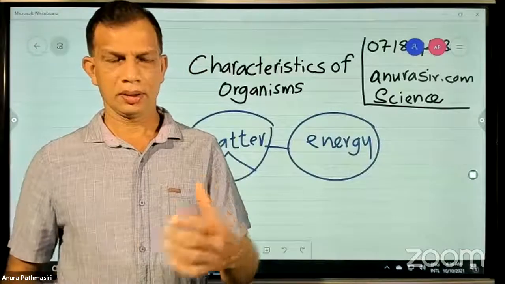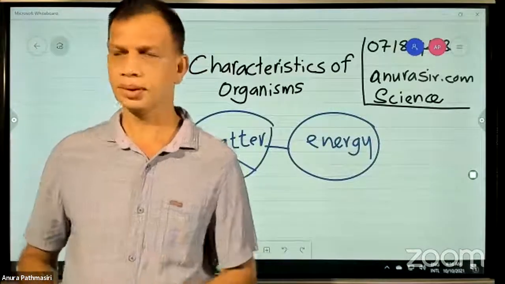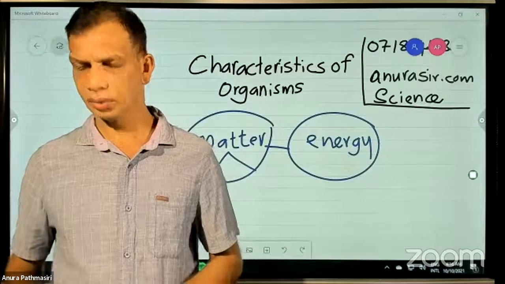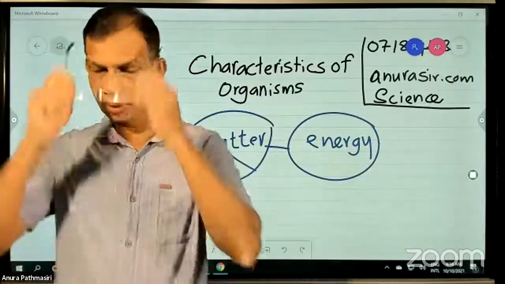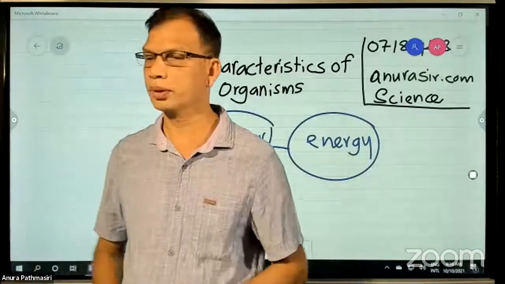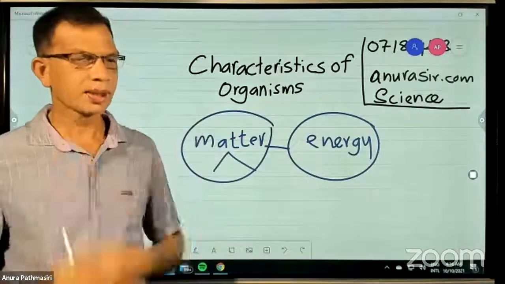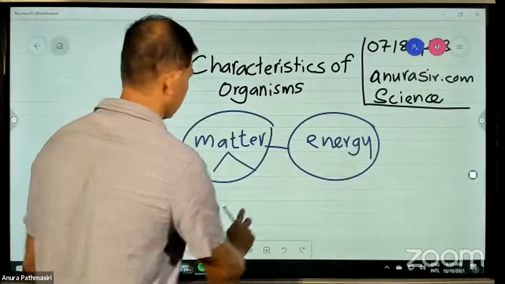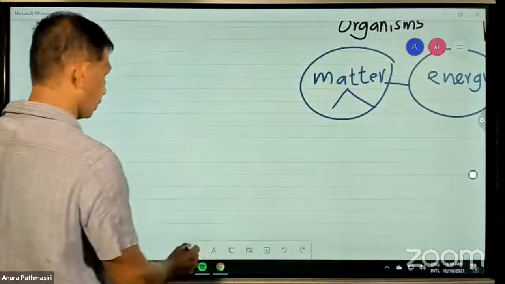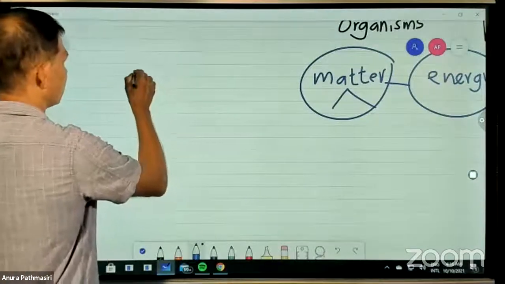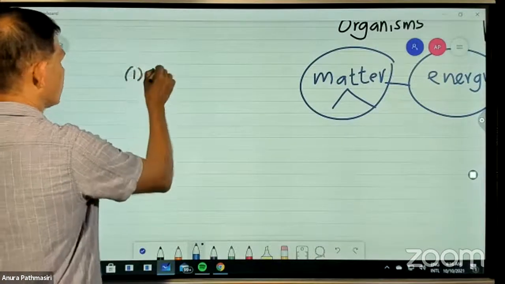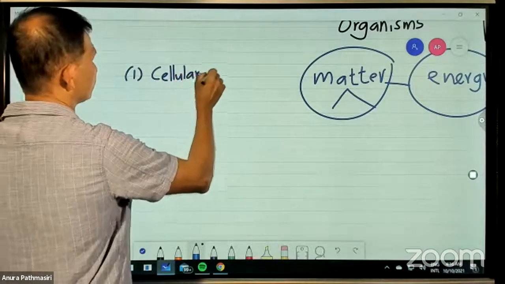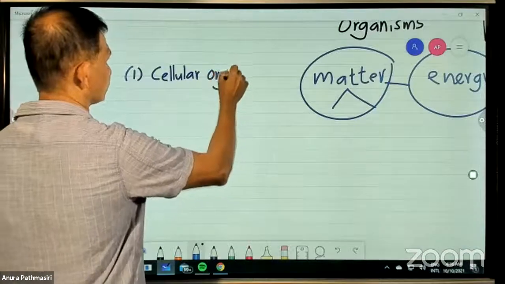There are several things that we want to consider. In our syllabus, according to unit 8, on page number 140, you can see cellular organization. There should be a cell. So the first one is cellular organization.